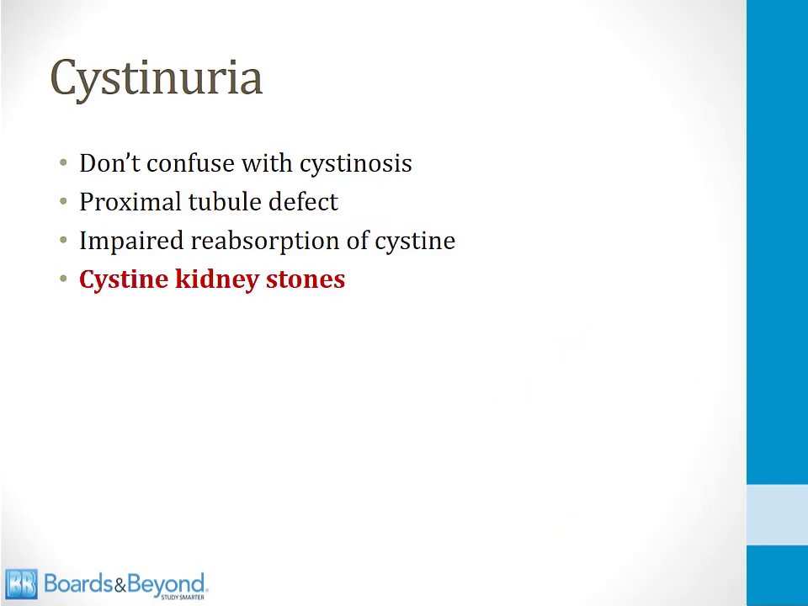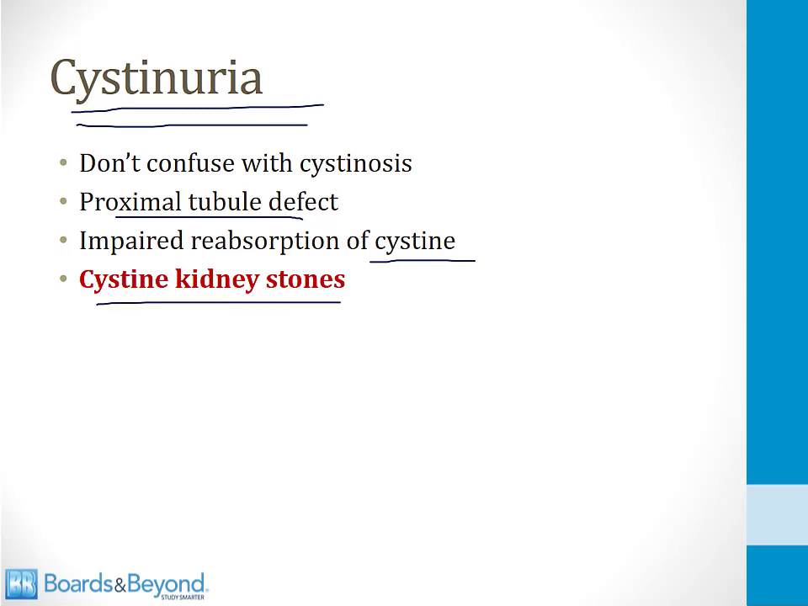Now, just an aside here, don't confuse cystinosis with cystinuria, even though the two names sound alike. Cystinuria is an isolated proximal tubule defect where patients have impaired reabsorption of cystine. That's that molecule that is two linked amino acids together. The problem here is that cystine will accumulate in the urine and a rare form of kidney stone called cystine kidney stones will develop. And I talk about this in more detail in the video on kidney stones.